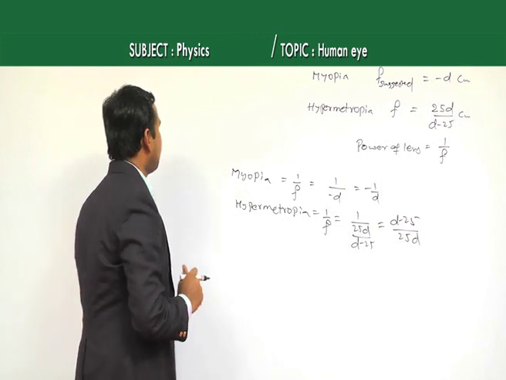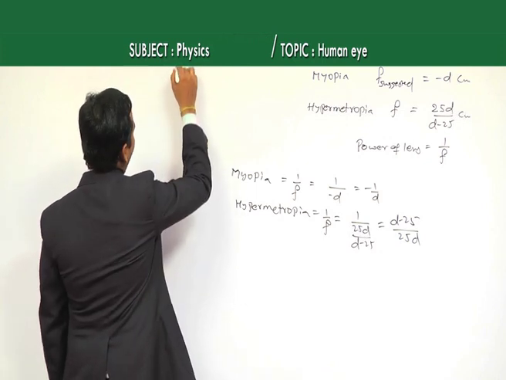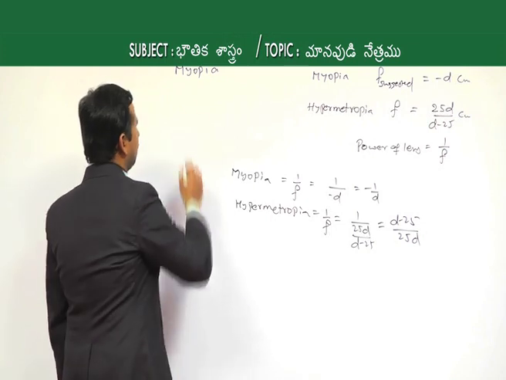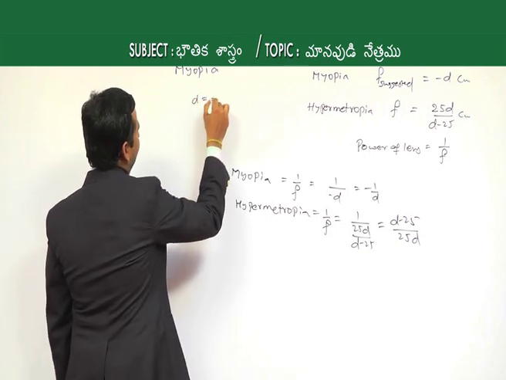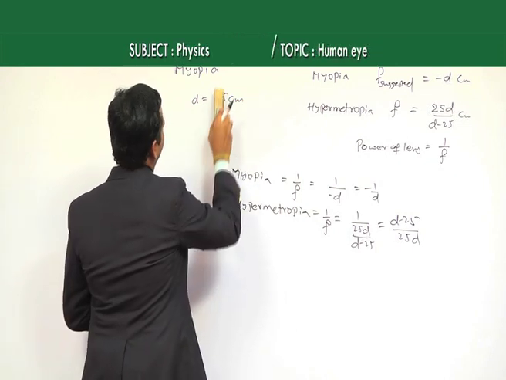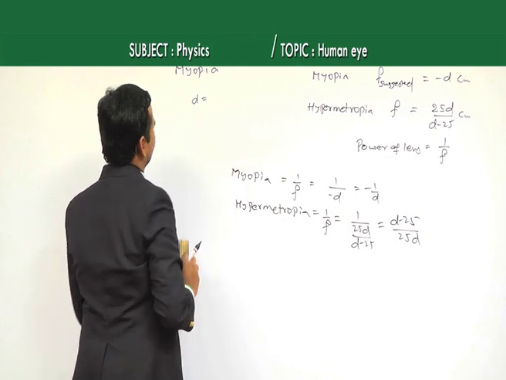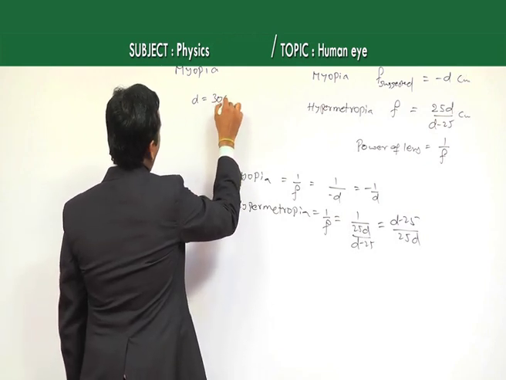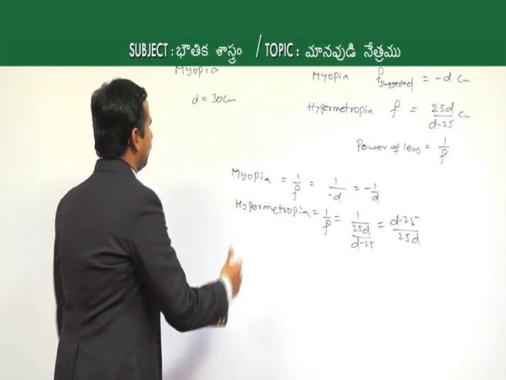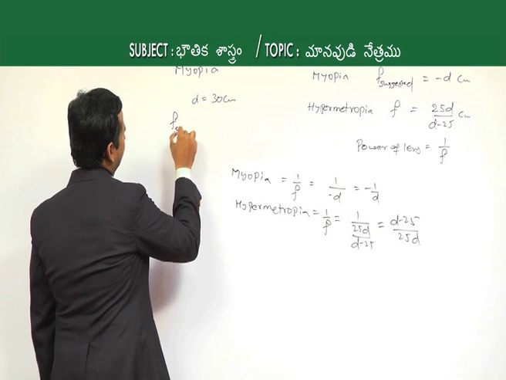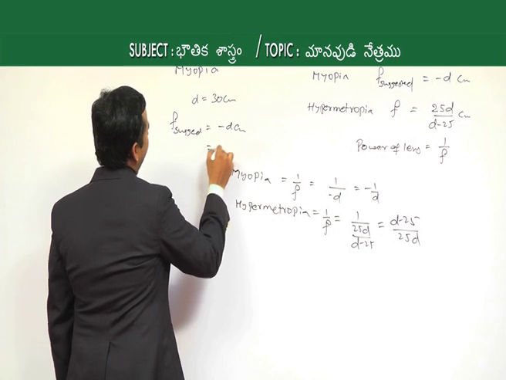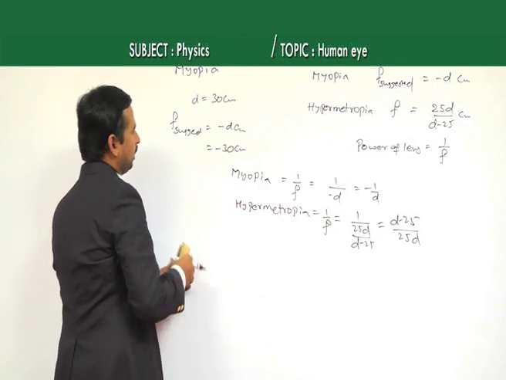For example, a person is suffering from myopia, short sight, and we know that his far point distance, the d value, is given as, let us suppose, 30 centimeters. Okay. Then this is about myopia defective vision. The suggested focal length is minus d centimeters, which is equal to minus 30 centimeters.